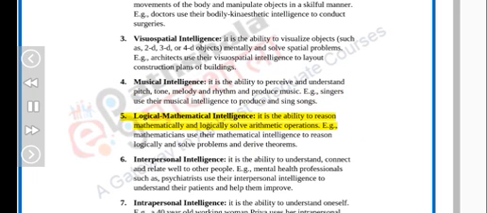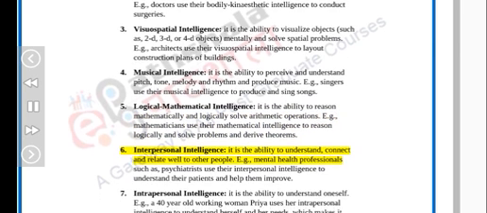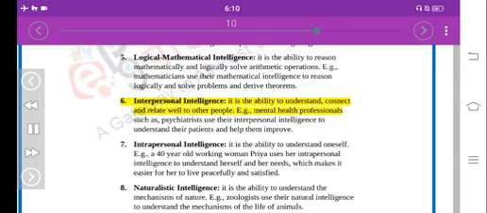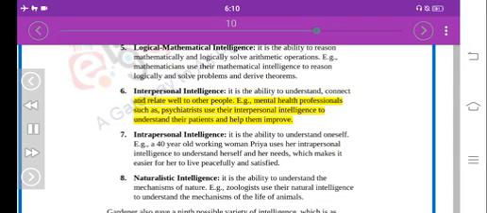5. Logical mathematical intelligence. It is the ability to reason mathematically and logically solve arithmetic operations. E.g., mathematicians use their mathematical intelligence to reason logically and solve problems and derive theorems. 6. Interpersonal intelligence. It is the ability to understand, connect and relate well to other people. E.g., mental health professionals such as psychiatrists use their interpersonal intelligence to understand their patients and help them improve.